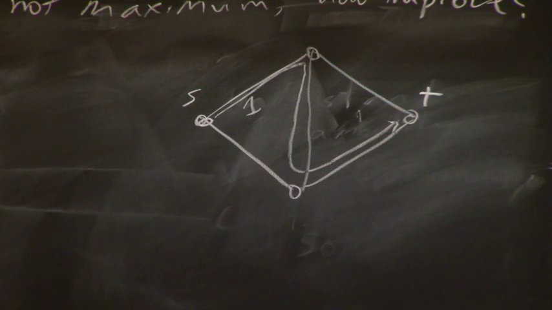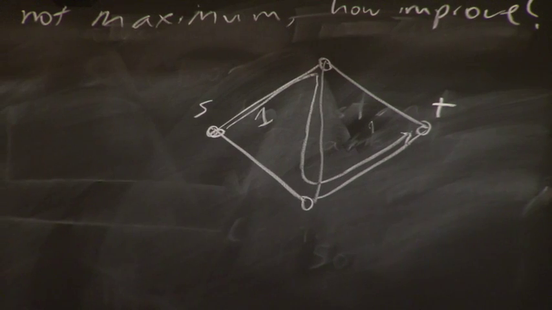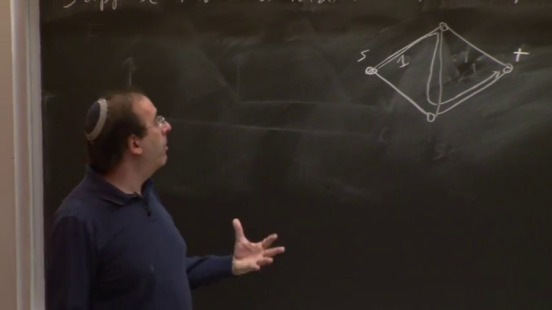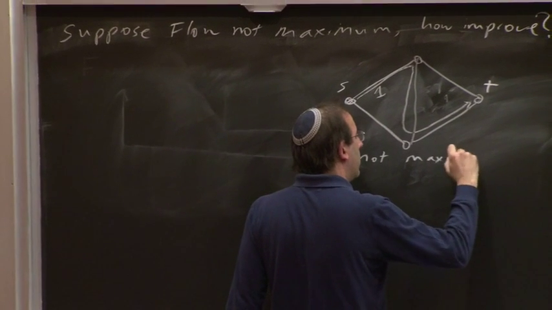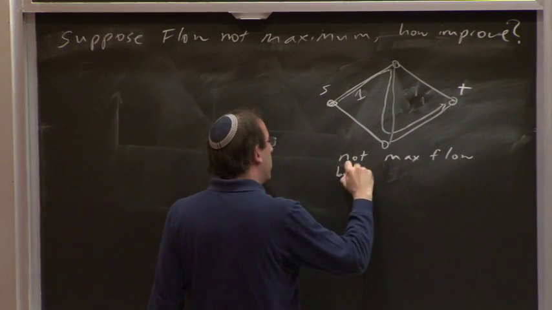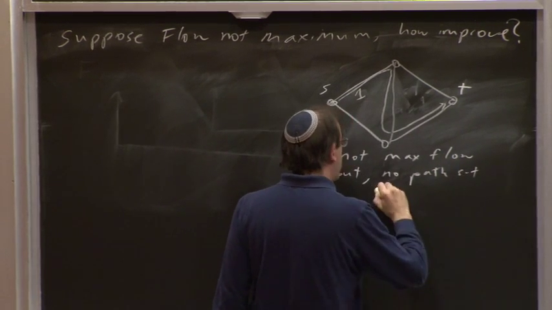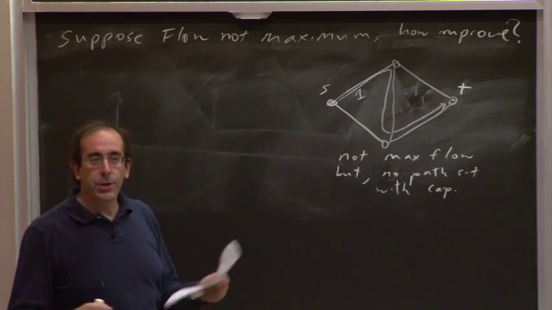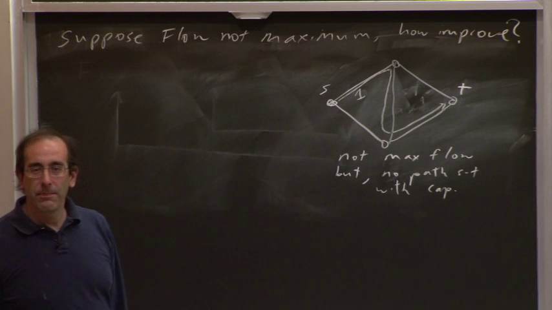Is there a better flow that has a larger value? What should it do? 2 paths, right? The upper path on the diamond and the lower path on the diamond, right? So this is not a maximum flow. But there's no path from S to T with capacity, right? Because I foolishly consumed part of each path as I went.